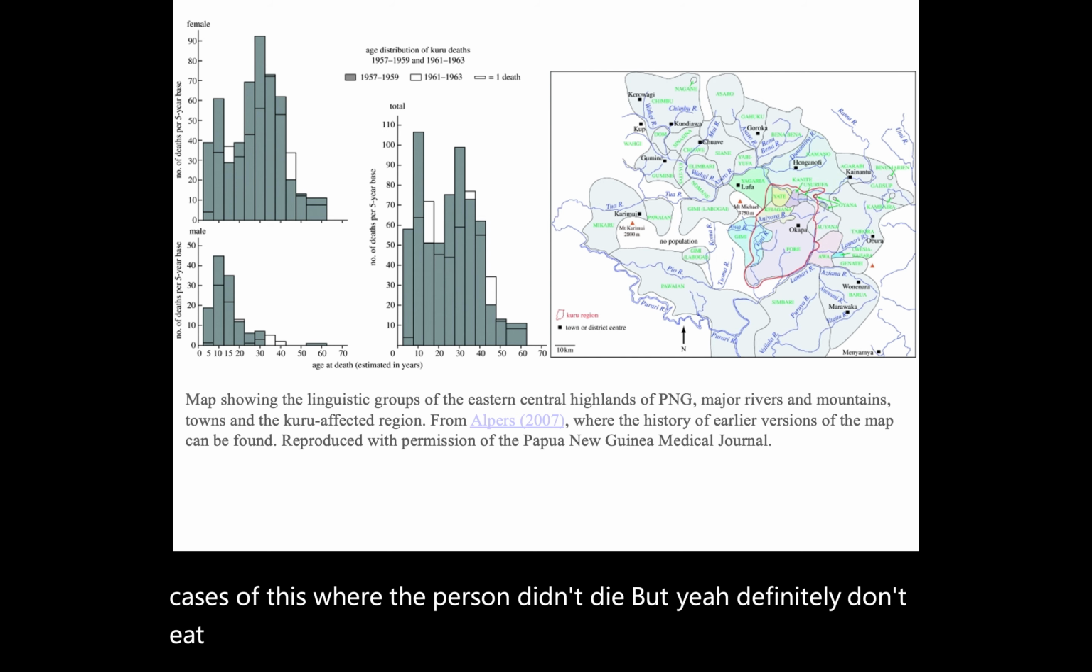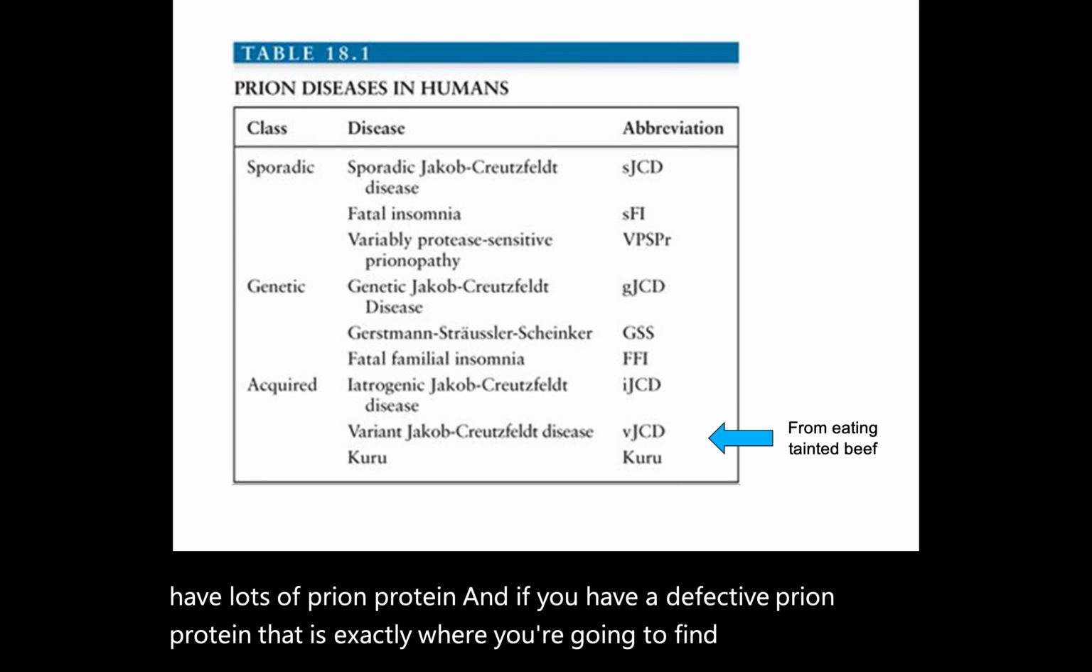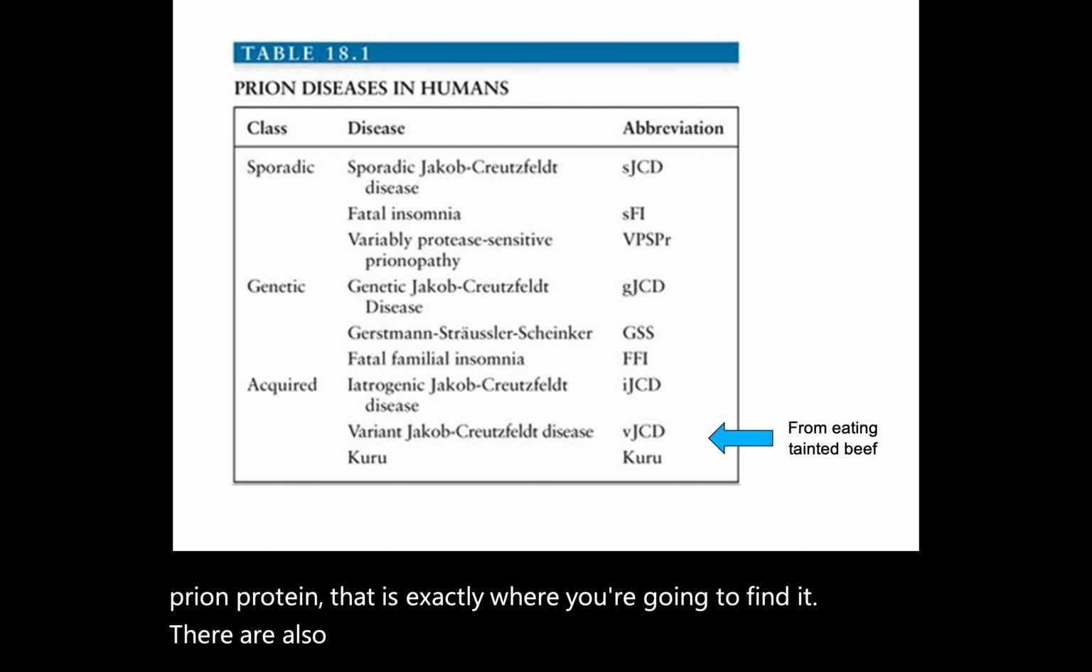Stay in school. Because brains have neurons. Neurons have lots of prion protein. And if you have a defective prion protein, that is exactly where you're going to find it. There are also other diseases associated with this.